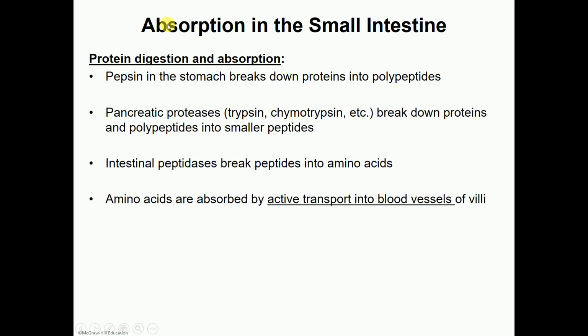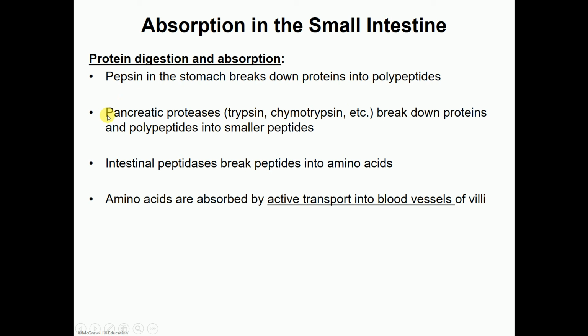Now for protein digestion, nothing happens to protein in the oral cavity, but protein digestion does start in the stomach thanks to the action of pepsinogen. So remember, pepsinogen released by the stomach is activated into pepsin by the action of hydrochloric acid. And that will help in breaking down proteins into polypeptides.